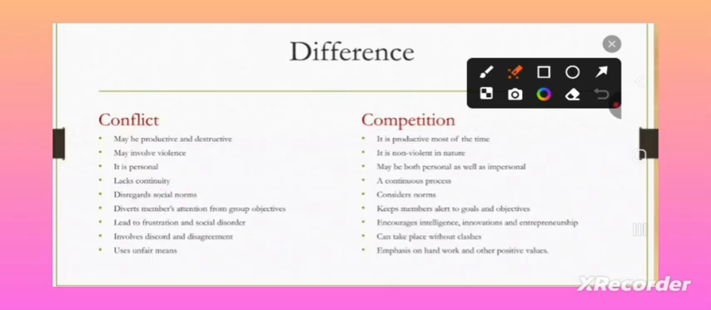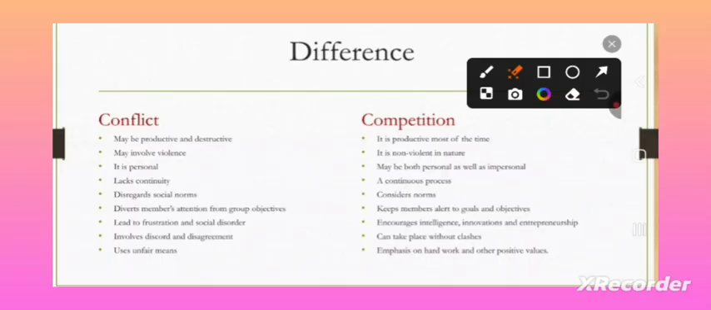Conflict lacks continuity. Competition is a continuous process. In conflict, it employs anti-social means. In competition, it employs mostly social means. A conflict can occur among various groups and individuals. In competition, it may be between one or more individuals or groups for a single prize.